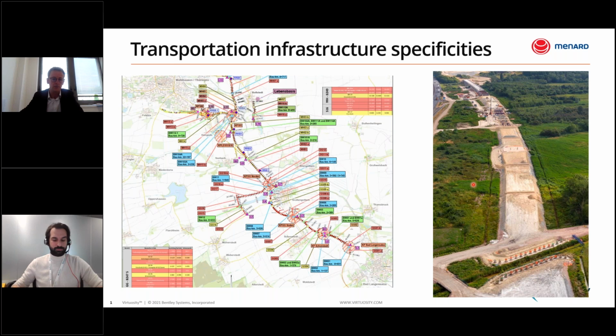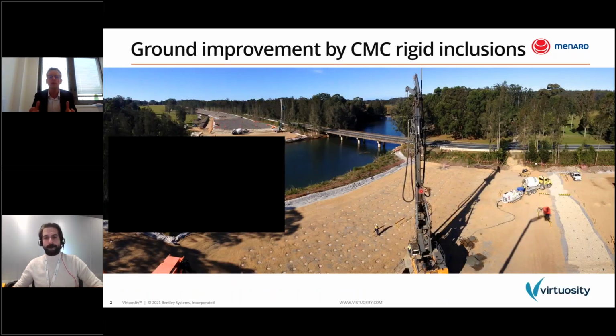I would like first to say a few words about what is ground improvement by CMC rigid inclusion. CMC means controlled modulus columns. We can see here on this picture a network of CMC installed in Australia to support an access road embankment to a new bridge. The installation of these CMC rigid inclusions requires a concrete mixer truck, a concrete pump, and the rig.